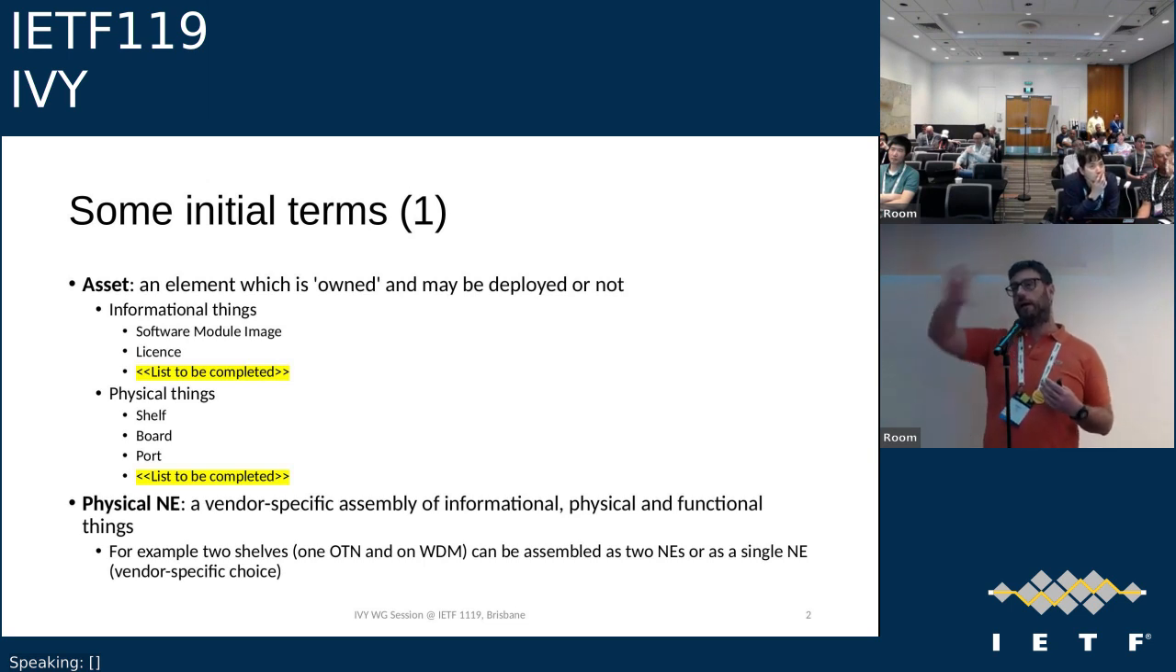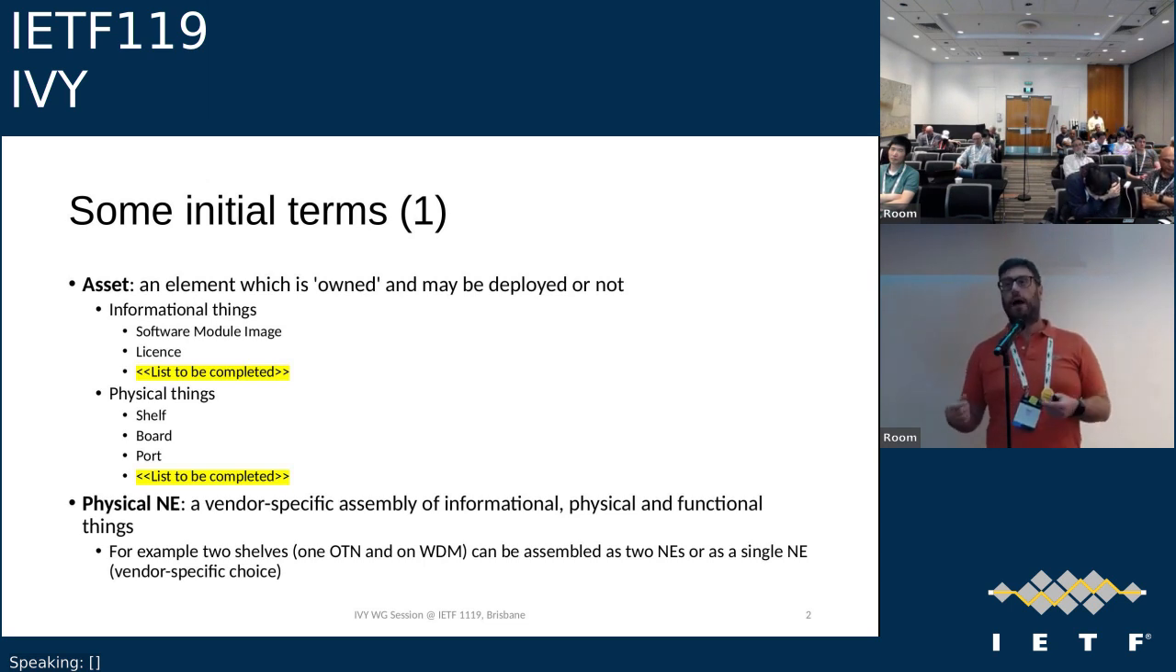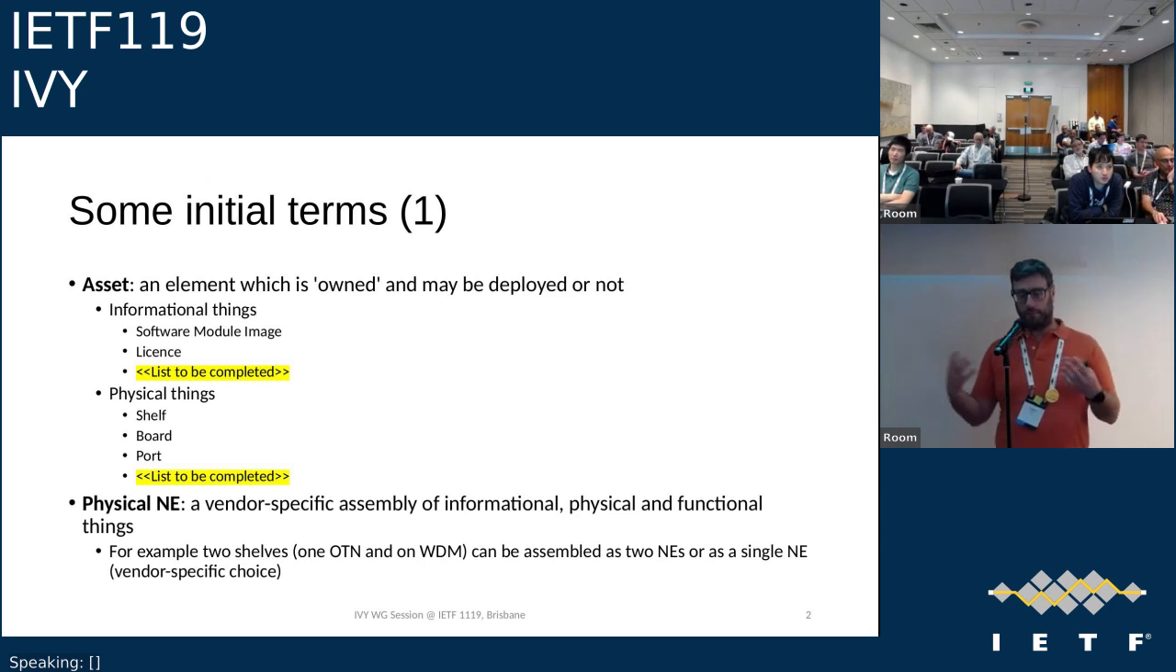A typical example is in the optical network. I have a chassis with optical and OTN switching, and a chassis with WDM switches. Some vendors sell these two chassis as a single network element with two chassis. Other vendors sell this as two network elements with a single chassis. It's the same function and the same set of physical elements, just a different way of assembling things. So basically, it's a vendor-specific assembly which puts all these things together.